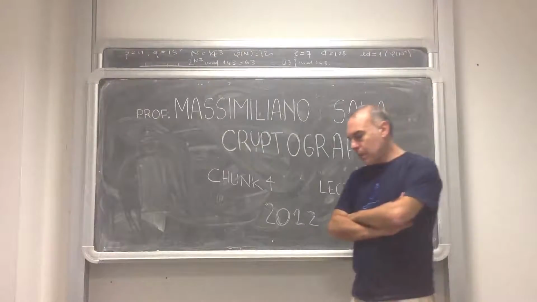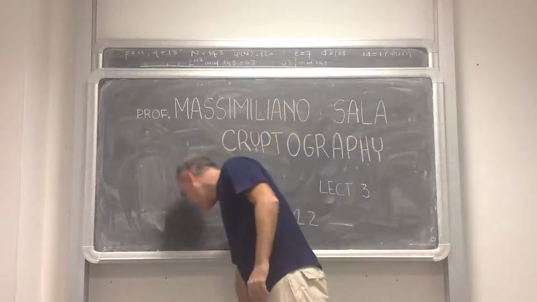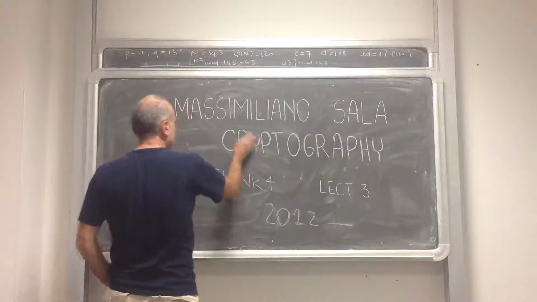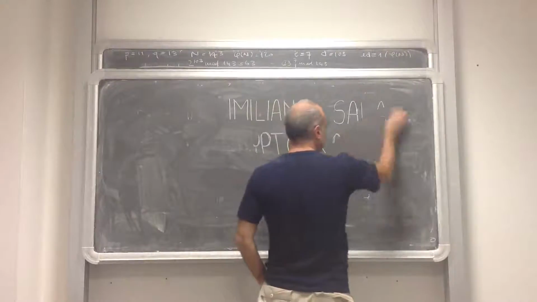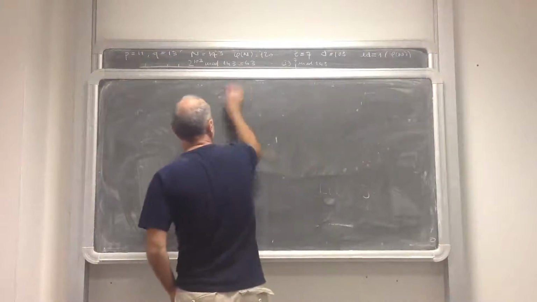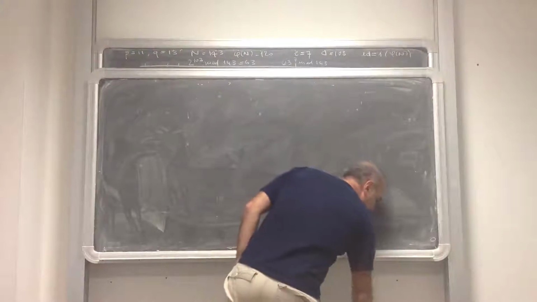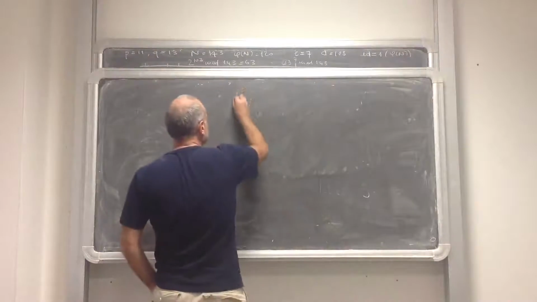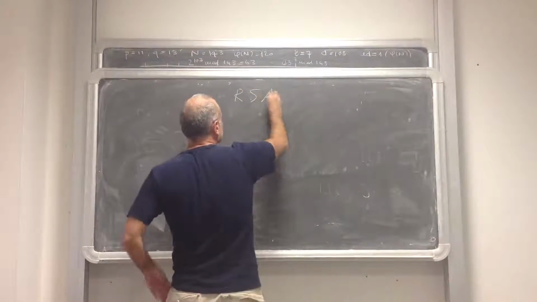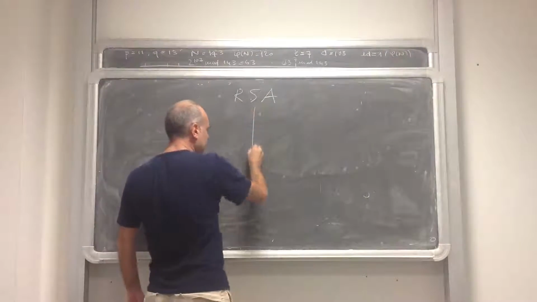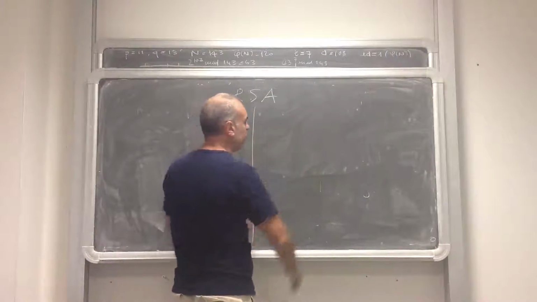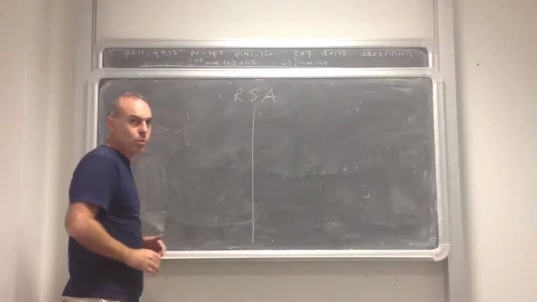Okay, now that we've seen a bit more of algebra, we come back to cryptography. Now we will show the famous RSA crypto system. Now, RSA. So, I give an example here, and here I give the theory. So we go in parallel.